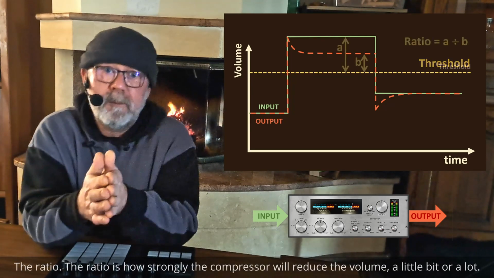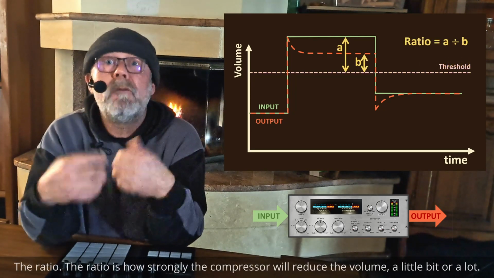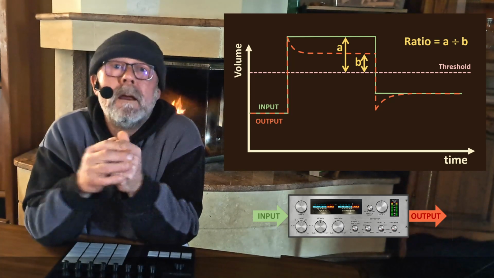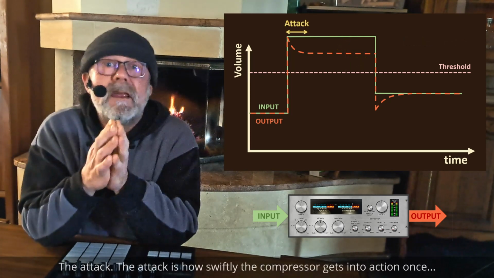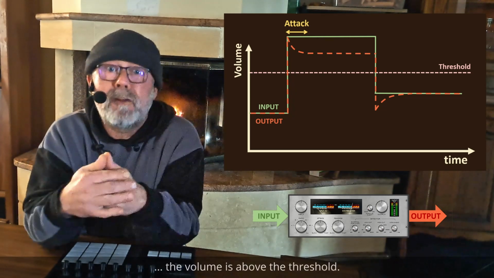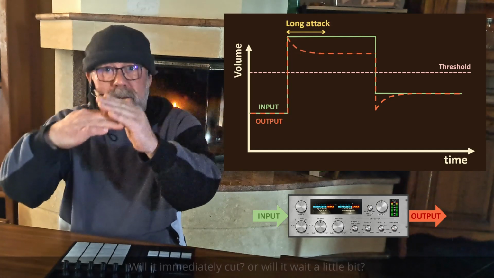The ratio. So the ratio is how strongly the compressor will reduce the volume. A little bit or a lot, you know? The attack. The attack is how swiftly it gets into action once the volume is above the threshold. Will it immediately cut or will it wait a little bit?